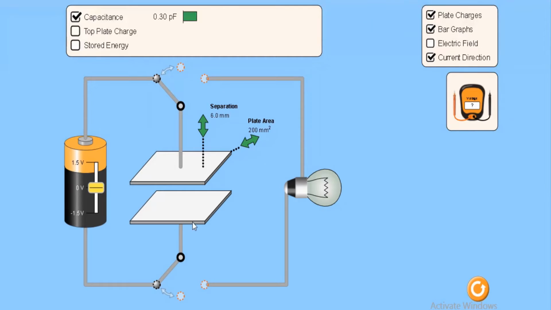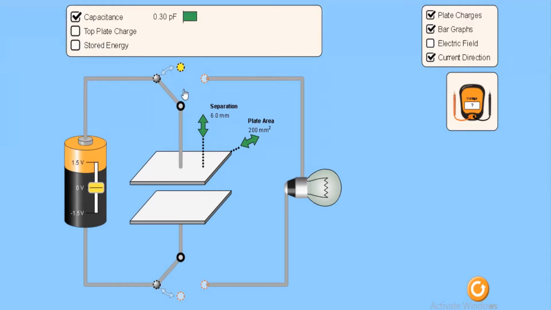So now we will try to simulate capacitance and capacitor. Ito, gamit tayo ng PhET simulation. So let's check first the situation. We have here the potential difference source, yan yung battery. And we have the two plates, ito yung tinatawag natin parallel plates, and a bulb. So, ang parallel plate natin has a 200 millimeter area and it has 6 millimeter separation.